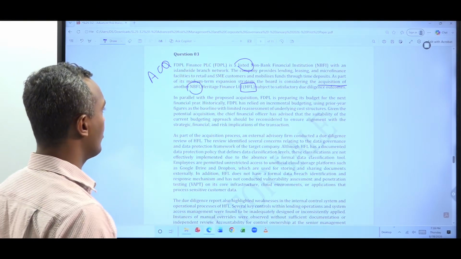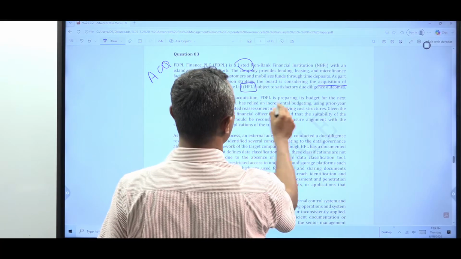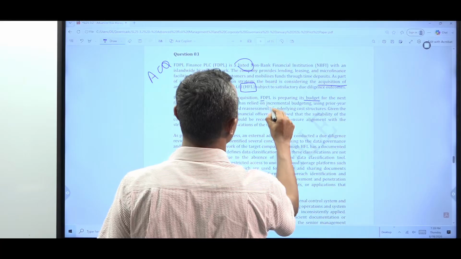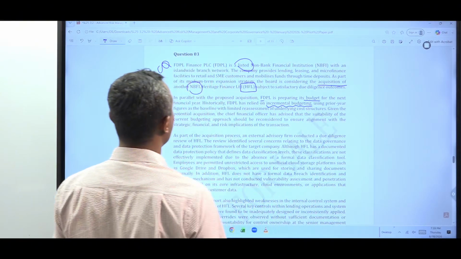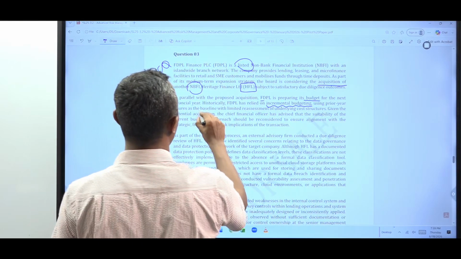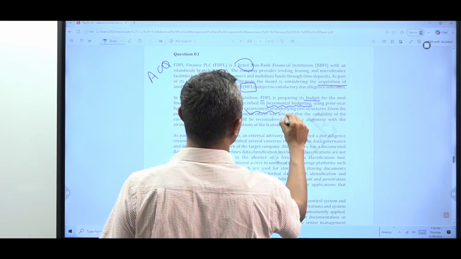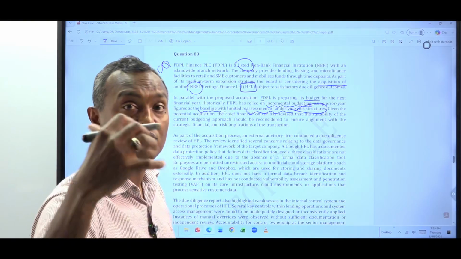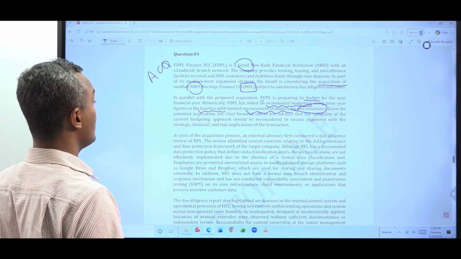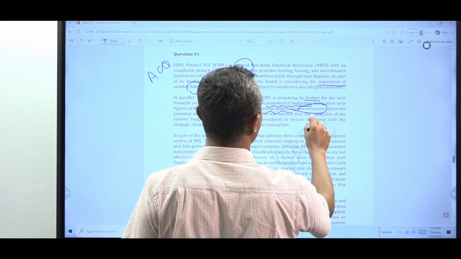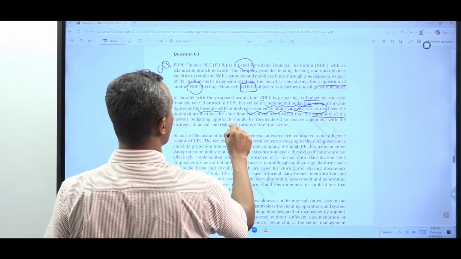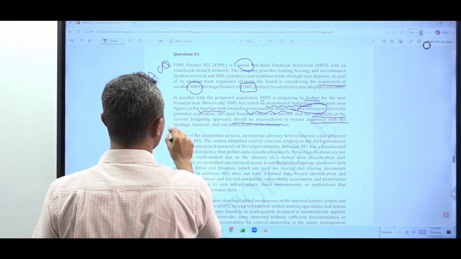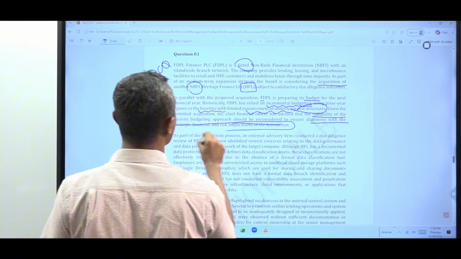In parallel with the acquisition, the company is preparing a budget for the next financial year. Historically, the company has relied on incremental budgeting, using the prior figures as the baseline with limited reassessment of underlying cost structure, this is the keyword. Given the potential acquisition, the CFO has advised that the suitability of the current budget approach should be reconsidered to ensure alignment with what? Strategic, financial and risk implication of the transaction.